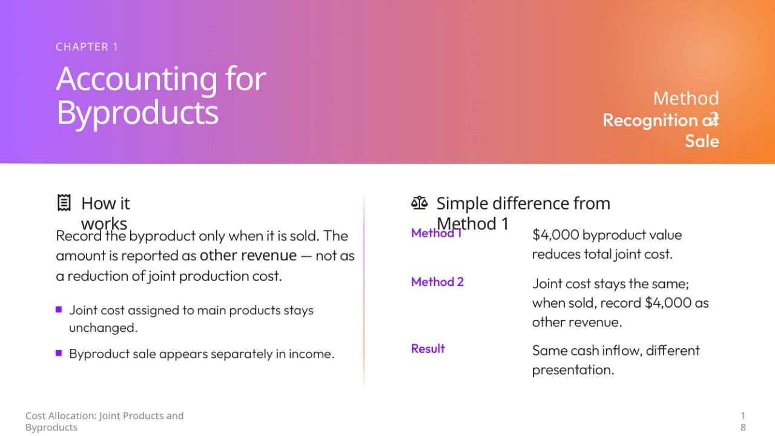With method 1, the byproduct's value, say $4,000, reduces the total joint cost up front. But with method 2, we keep the joint costs the same and only recognize that $4,000 as other revenue at the point of sale. The bottom line is that the cash inflow is the same in both methods. The difference lies purely in how the transaction is presented in the financial statements. This approach provides clearer visibility into both the main product costs and the byproduct revenue.